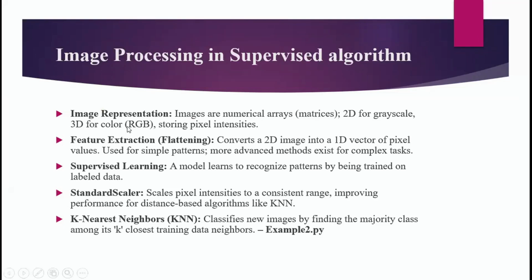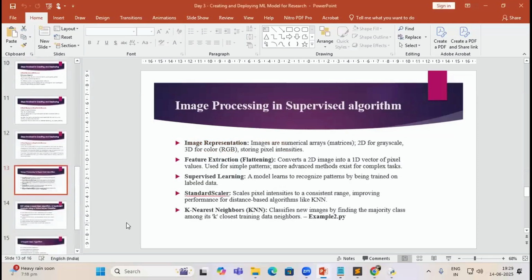First, image representation is very important. Feature extraction is very important when you go for this. And for the supervised algorithm, if your label is known, then you can use supervised, or if your label is unknown, you can use unsupervised also. So you can go with that. I'm using a standard scaler, and I'm using k nearest neighbors. Of course I have to make some modifications. So this is what we are going with, sample 2.